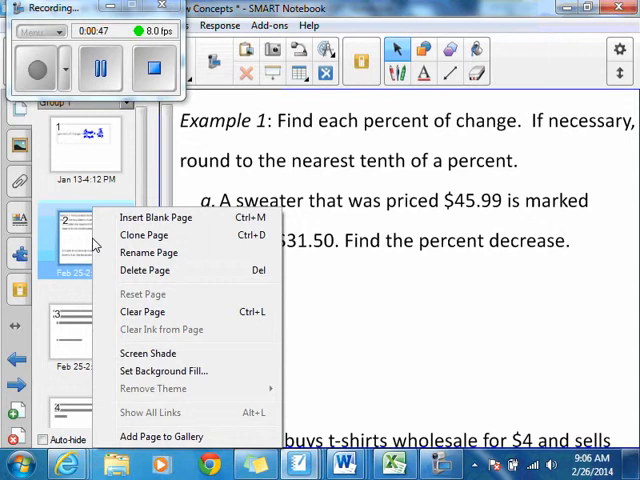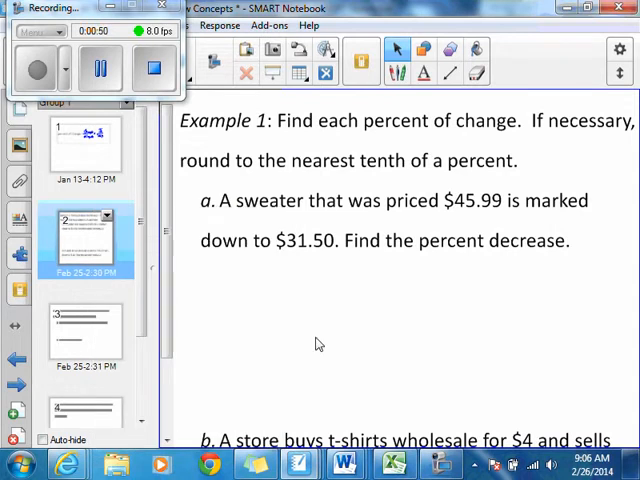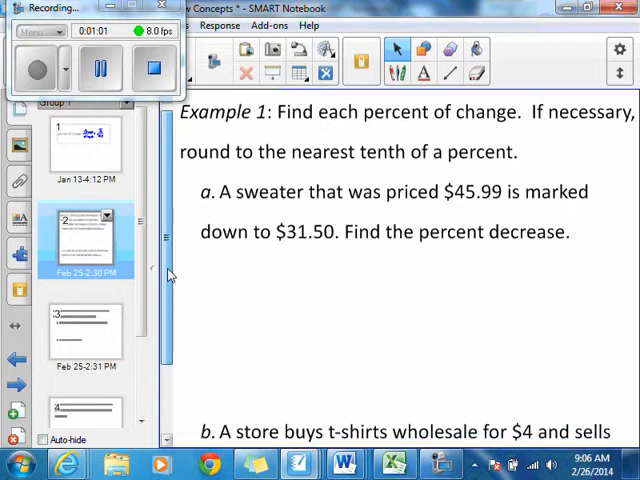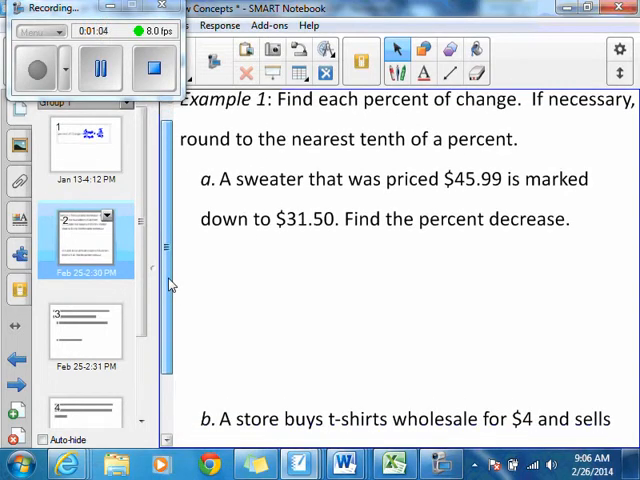Example 1. Find each percent of change. If necessary, round to the nearest tenth of a percent. A sweater that was priced $45.99 is marked down to $31.50. Find the percent decrease. Okay, let's go ahead and write down our formula. Our formula is change over original.